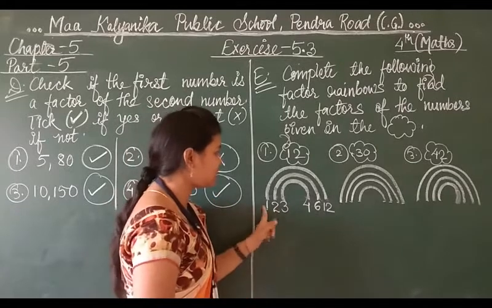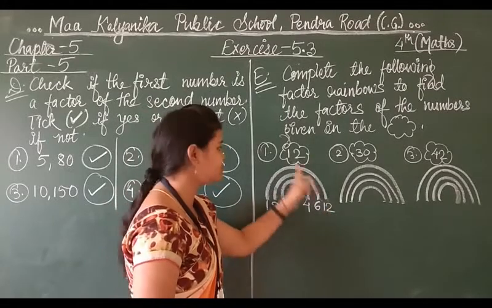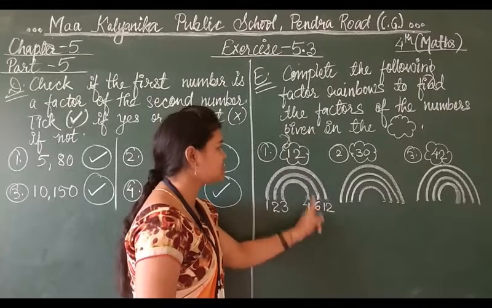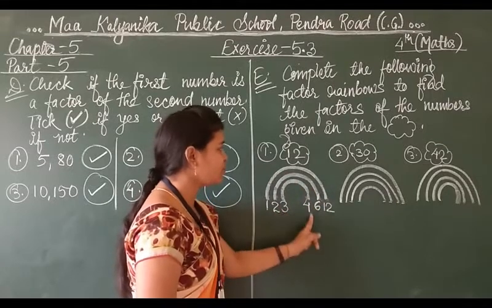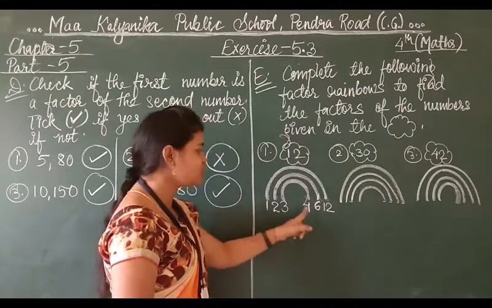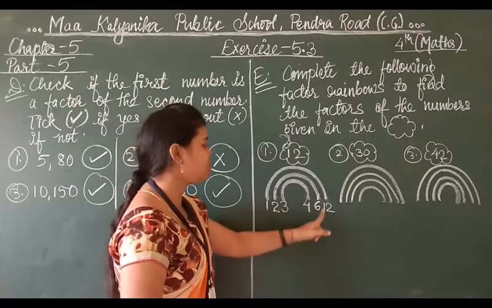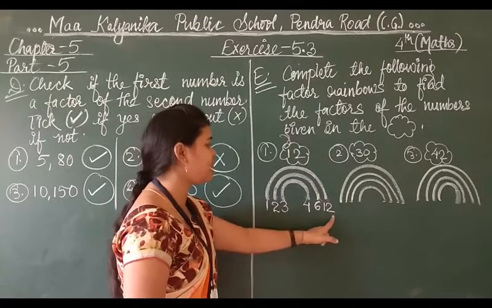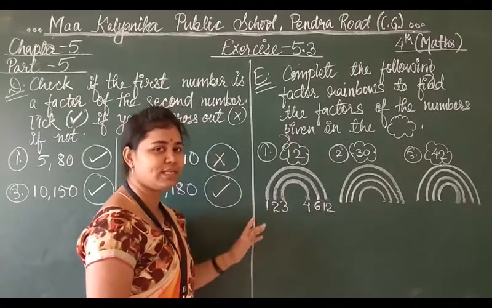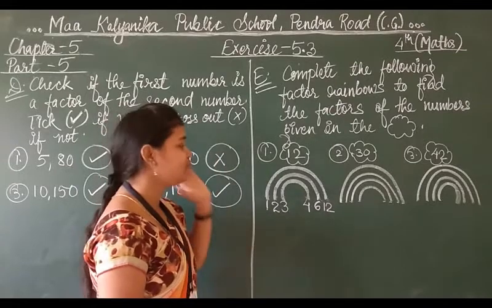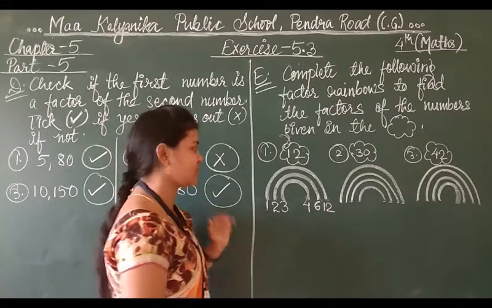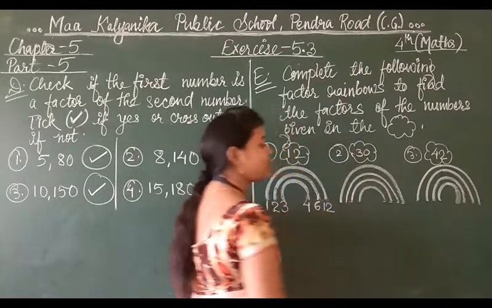So see, once again check. 12 ones are 12. Then 2 6's are 12. 3 4's are 12. You can read in reverse: 4 3's are 12, 6 2's are 12 and 12 ones are 12. So in this way we can find the factors and complete the factor rainbow. Okay, now the next number is 30.